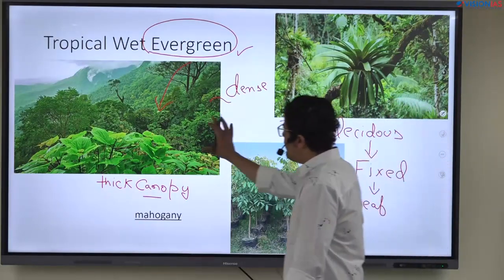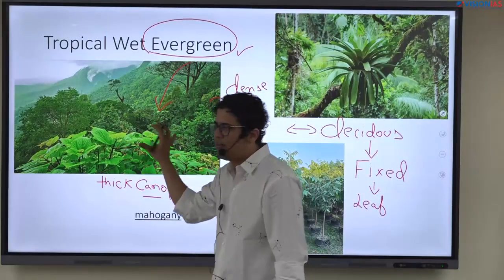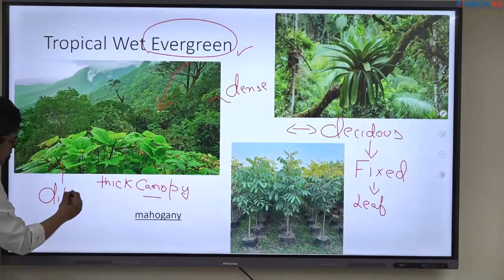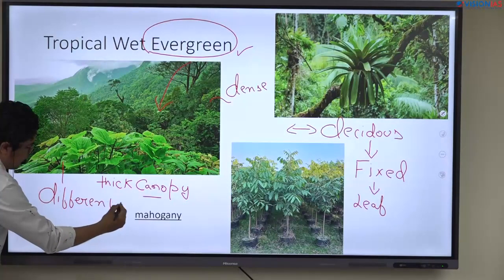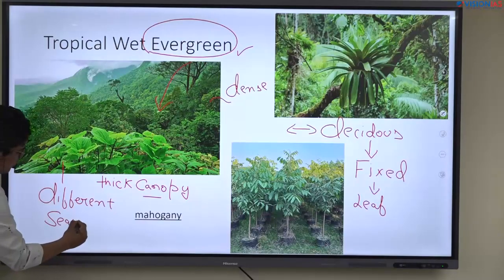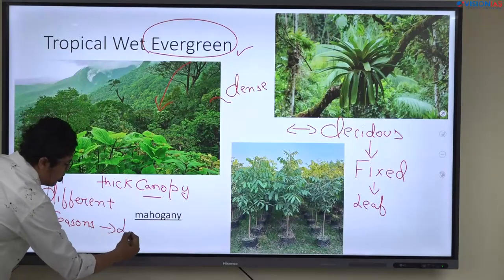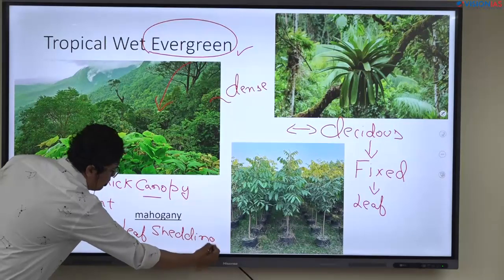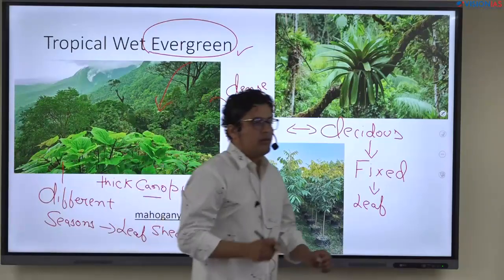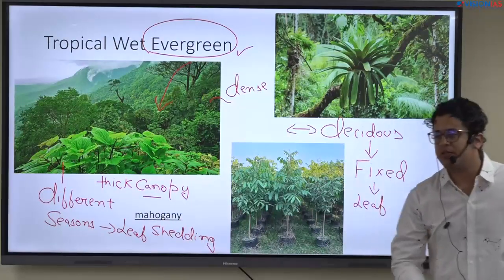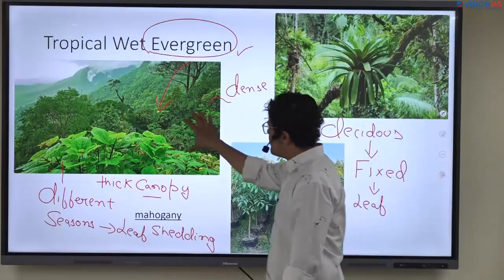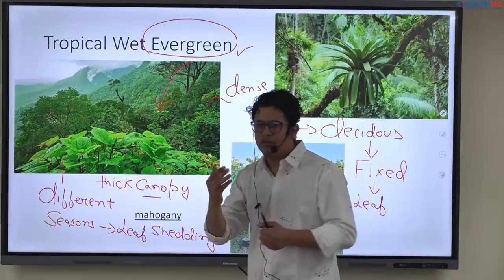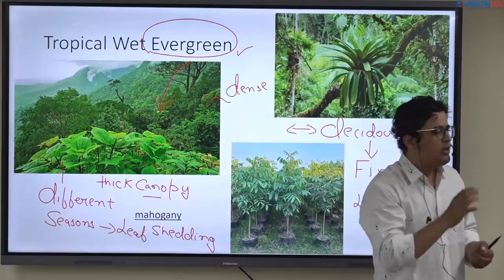It means the trees which are present here, the trees which you are looking at, have different seasons for leaf shedding. Their timings are different. Their season is not fixed. So some trees will shed their leaves in the month of January. Some trees will shed their leaves in the month of June and so on. Their timing is not fixed.